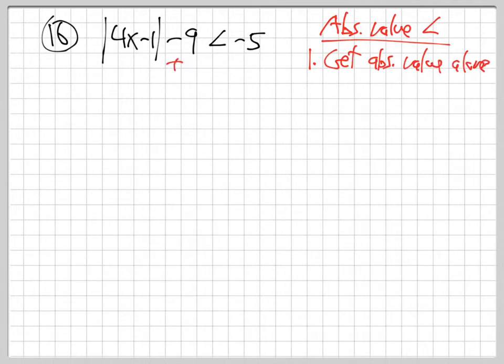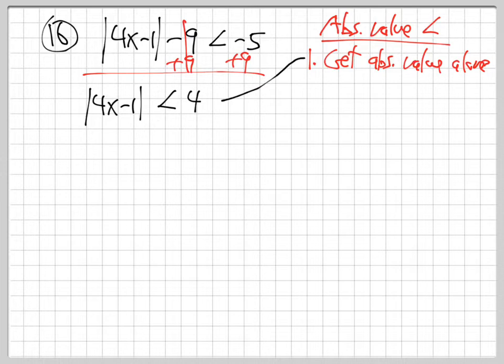So that means add the 9 to both sides. Cancels out. Absolute value 4x minus 1 less than 4. So we add 9 to both sides. So there's step 1. Step 2.